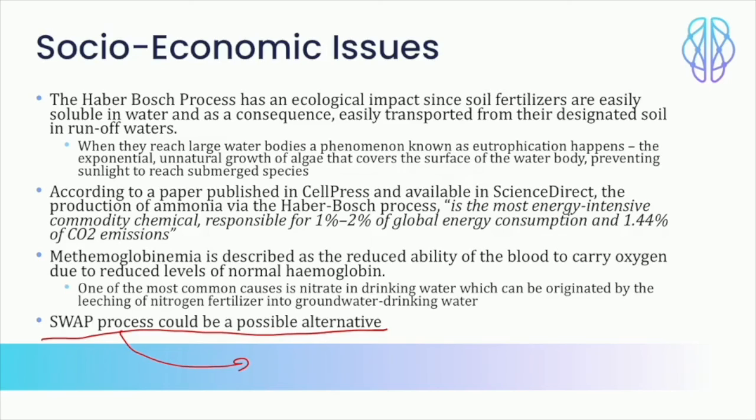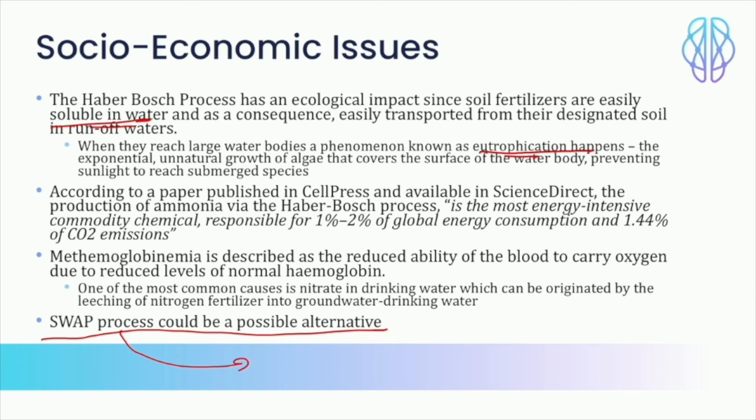So there are a couple of problems with the Haber process. The first being the ecological impact of the product itself. So we use ammonia a lot to make fertilizers, right? However, nitrate fertilizers are actually soluble in water, and thus what happens is, especially in farmlands, we use them a lot in soil, and they collect in runoff waters or rivers. When they reach large bodies of water, such as a river or an ocean, a phenomenon known as eutrophication occurs.